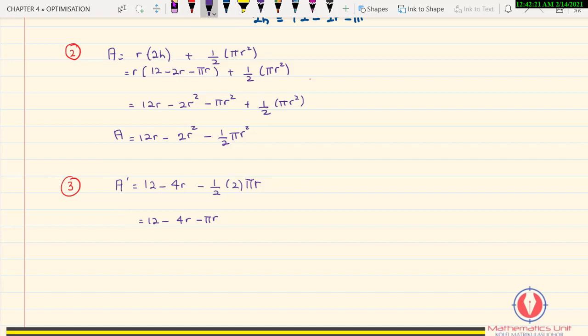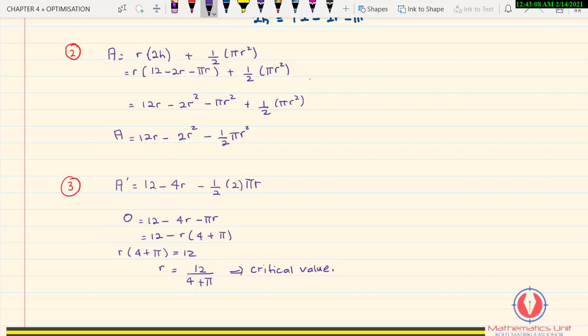You need to set this first derivative to 0 to get the critical value. So now you can factor the r out. So r multiplied by 4 plus pi, that is equal to 12. So your r is equal to 12 divided by 4 plus pi. Now this is your radius and this is the critical value.